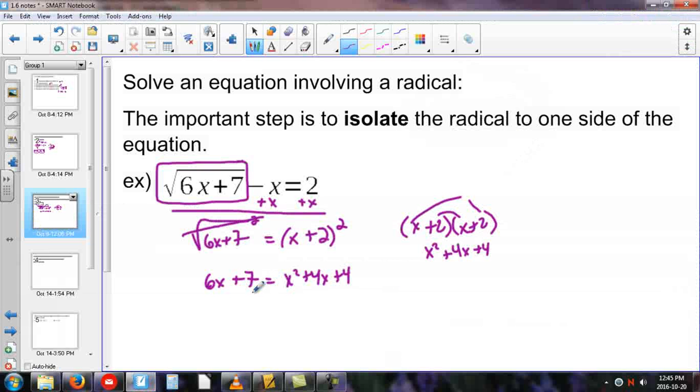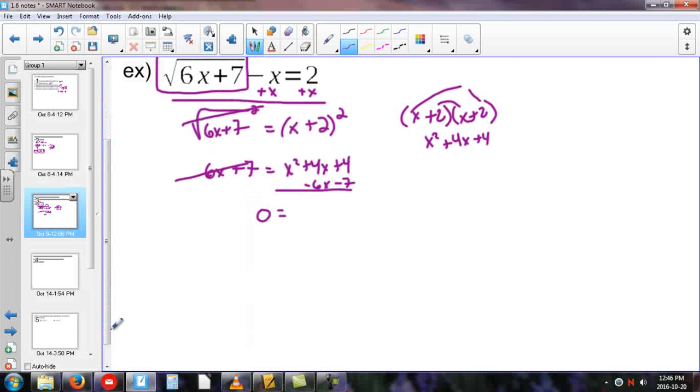So now we have a quadratic, and we know that we need to get it all equal to 0. So I'm going to move the 6x and the 7. So 0 equals x squared minus 2x minus 3. And of course, I want to try to factor if I can. So I'm going to go x and x.